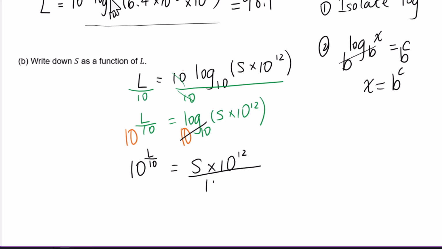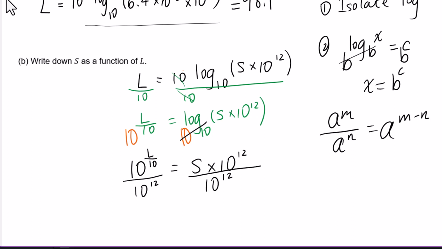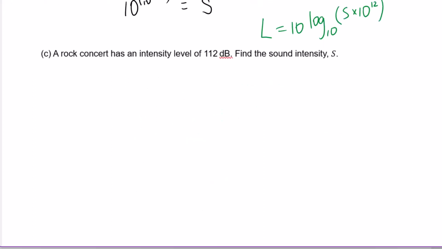Then we divide by 10 to the 12th power on both sides. We do know a to the m-th power over a to the n-th power equals a to the m minus n-th power. So we got S equals 10 to the L over 10 minus 12 power. Let's go to c. A rock concert has an intensity level of 112 dB. Find the sound intensity S.